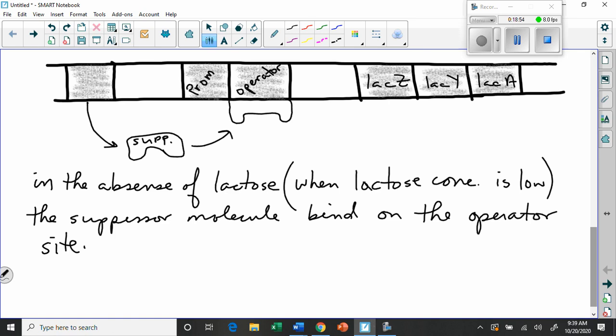When it's bound there, it prevents the expression of anything further down the line. So if an RNA polymerase is trying to express this gene, is trying to transcribe it and translate it, it'll hit this operator, which is sort of clogged up now because this suppressor molecule has stuck on there, and it'll just stop. Question?